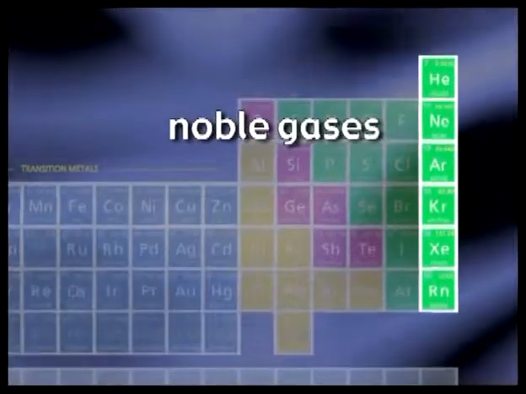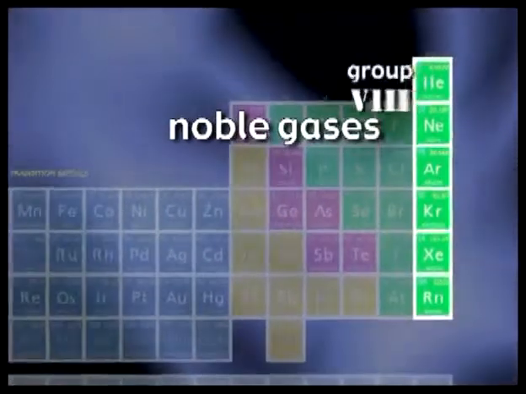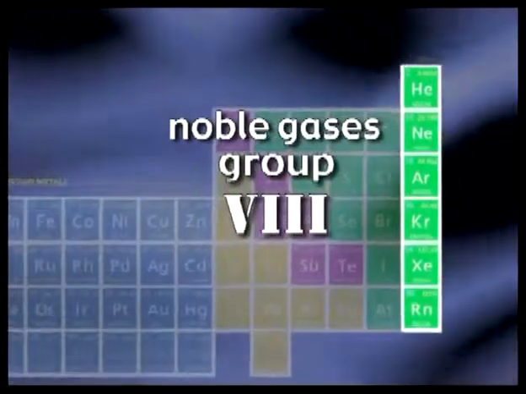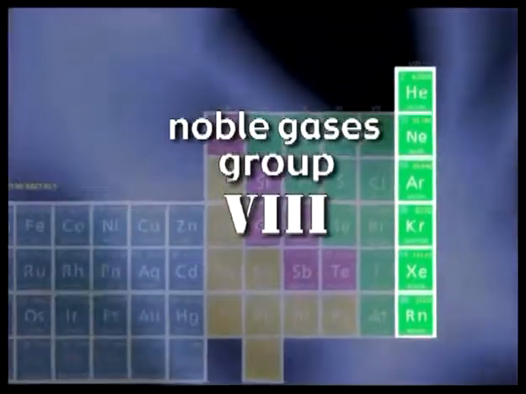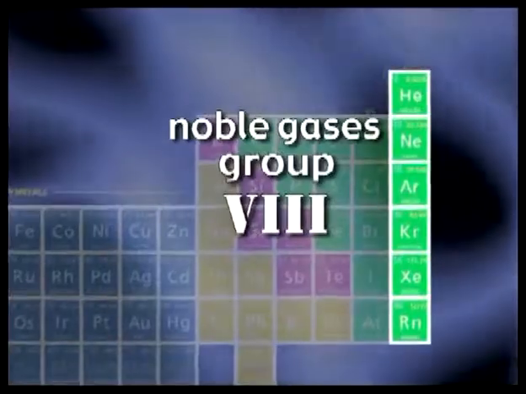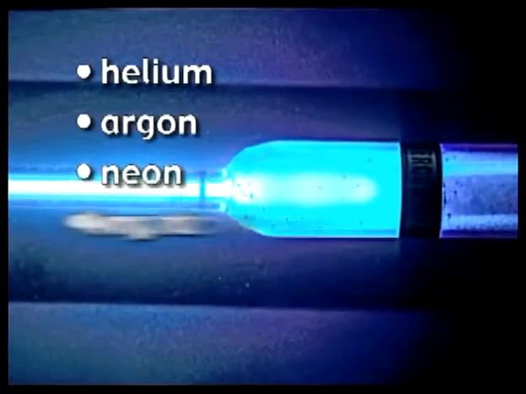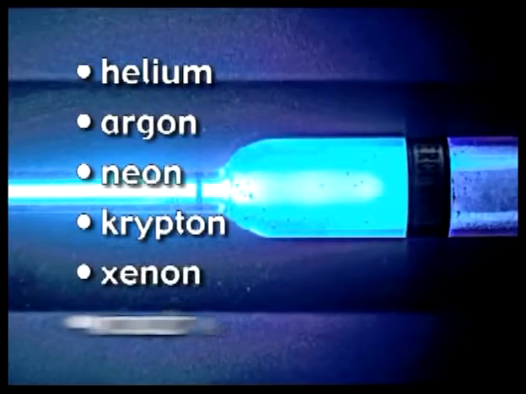The 6 noble gases are located in group 8. As discussed earlier, all noble gases have the maximum number of electrons possible in their outer shell, making them stable. The noble gases include helium, argon, neon, krypton, xenon, and radon.